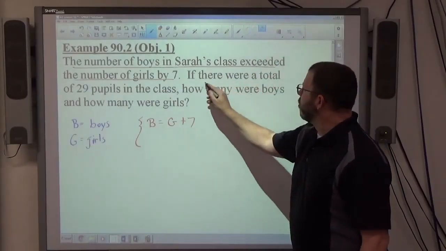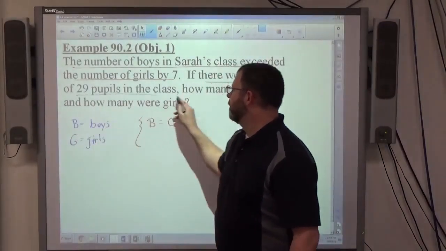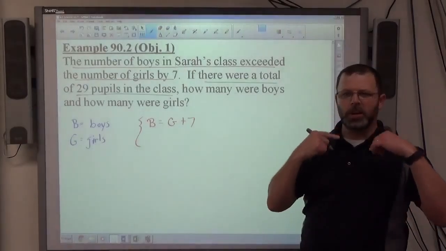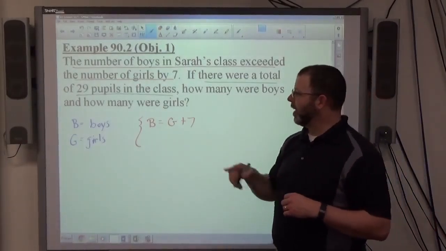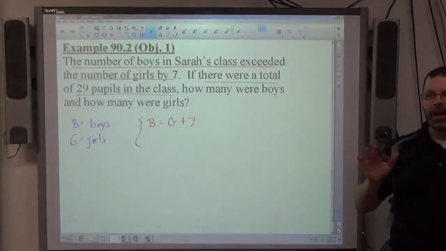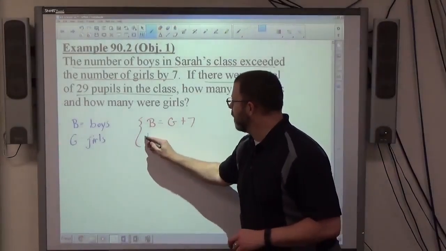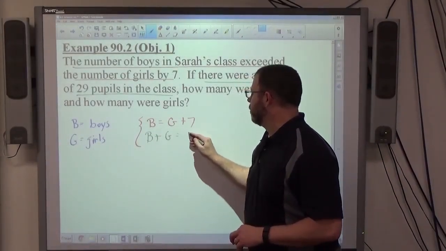Okay, next thing: there are a total of 29 pupils. Pupils is another word for students; we're not talking about pupils of eyes. Somebody only has one eye because there's only 29 pupils? No, 29 students in the room. So the number of boys plus the number of girls is equal to the number of students.